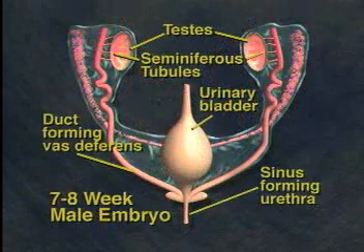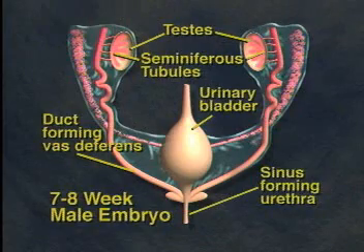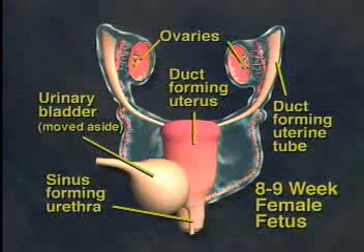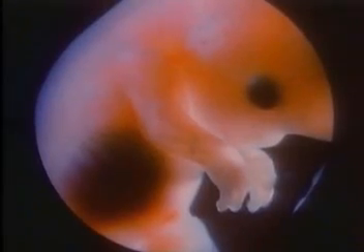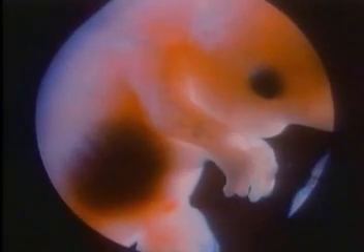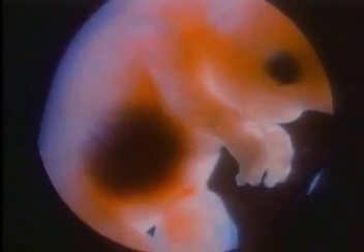In males, the seminiferous tubules and associated ducts develop at 7 weeks. In females, immature ovaries and ducts develop at the 8-week stage. External genitalia also develop rapidly during week 8. Differentiation of the external genitalia and accessory structures is totally dependent on the presence or absence of testosterone, which is produced by the testes. This is a model of a 3-month-old fetus.